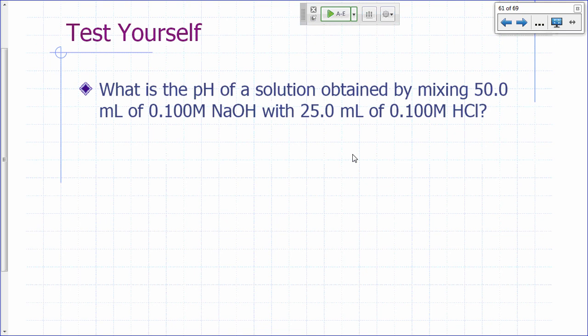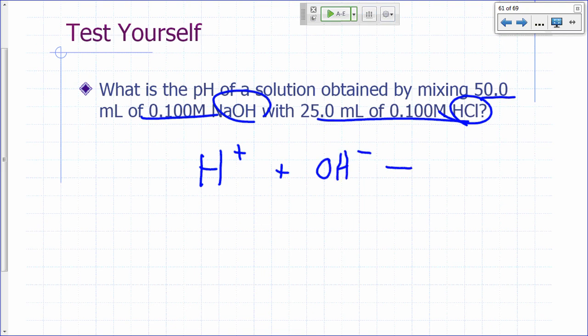All right, let's take a look at this question right here. What's the pH of a solution obtained by mixing 50 mL of 0.1 molar sodium hydroxide with 25 mL of HCl? Sodium hydroxide, strong base; HCl, strong acid. What's your net ionic equation? H plus plus hydroxide gives you H2O. What's the Keq for this? 1.0 times 10 to the 14, a very large number, right? So what's our initial concentration?